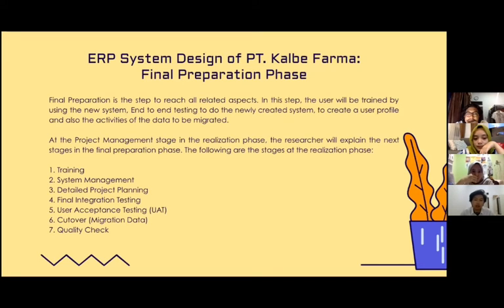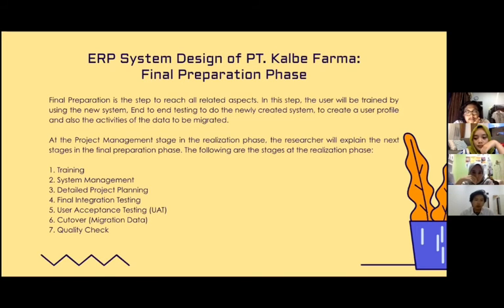The third one is the detailed project planning. So in the project planning, we must develop the project management by doing some detailed project planning in advance. There are 5 phases. The first one is preparation test. The second one is execution test. The third one is evaluation phase test. After that, we do the final integration testing, which is the application test.